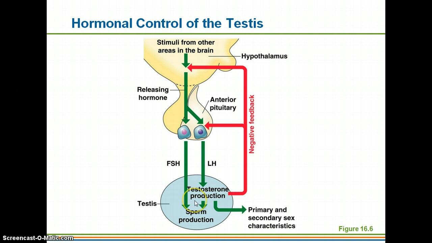So if testosterone production decreases, we get that negative feedback response that will be picked up by the brain and the anterior pituitary. That's going to cause it to release more luteinizing hormone in order to cause the testes to produce more testosterone. The more testosterone that's produced, the increase you have in both primary and secondary sex characteristics. And that is your male reproductive system.